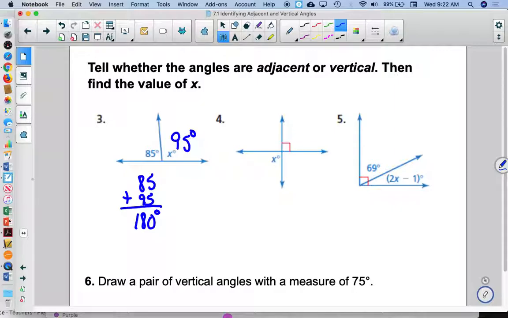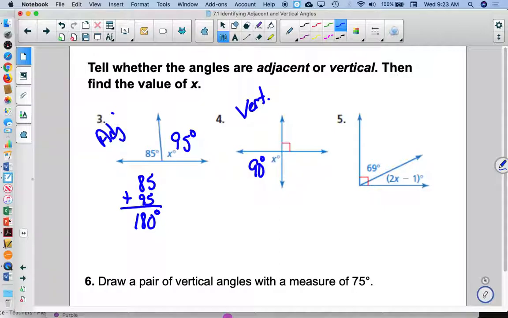What about number 4? Raise your hand and tell me whether they're vertical or adjacent. Cooper says vertical, so that means what with x? X has to be what measurement? The same. Say it, you had it. 90 degrees, absolutely correct. These two are vertical. These two are adjacent.